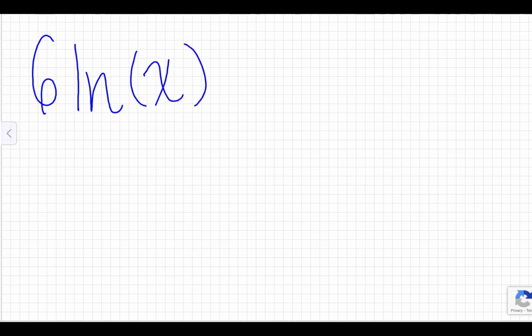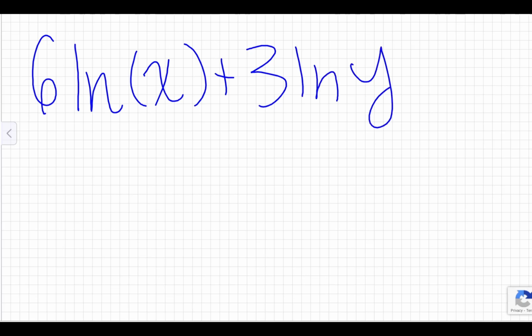Okay, now we're going to put some of these to use. We're going to try something different. It's not log, but you should get the hang of it. It's ln, which is another way to write log using a different base. So our example is 6 ln of x plus 3 ln of y. In this case, we want to condense the expression.